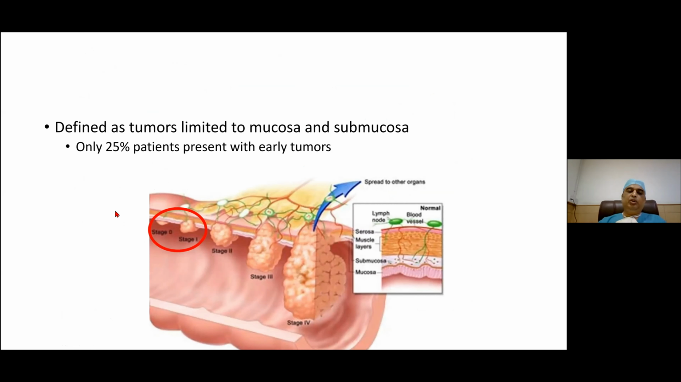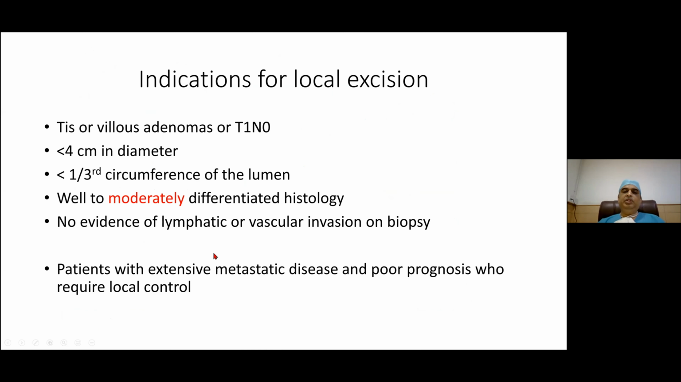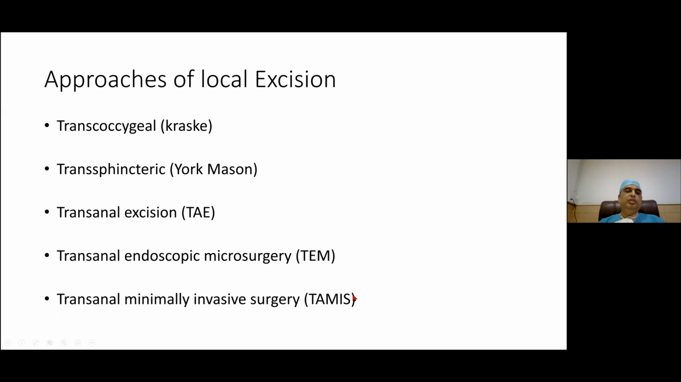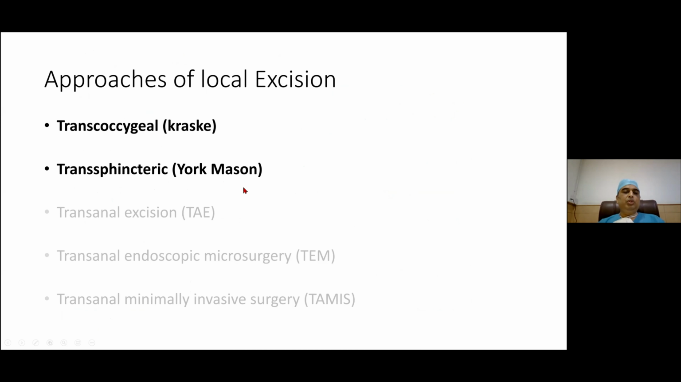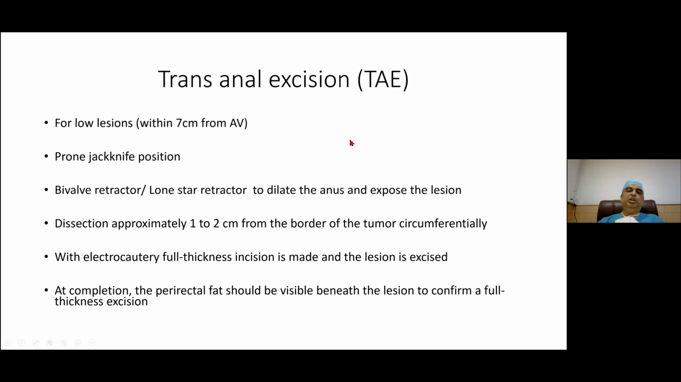If you rarely come across an early cancer, a T1 lesion, or a villous adenoma, you can do a local excision if it is less than one third of the circumference, well to moderately differentiated, with no LVI on the biopsy, and there is no metastasis on the investigations. There are a lot of approaches for local excision, but transsacral and transcoccygeal are only for academics and are usually never used. So I will discuss the transanal excision, which can be done in the supine position or a prone jackknife position, depending on the location.